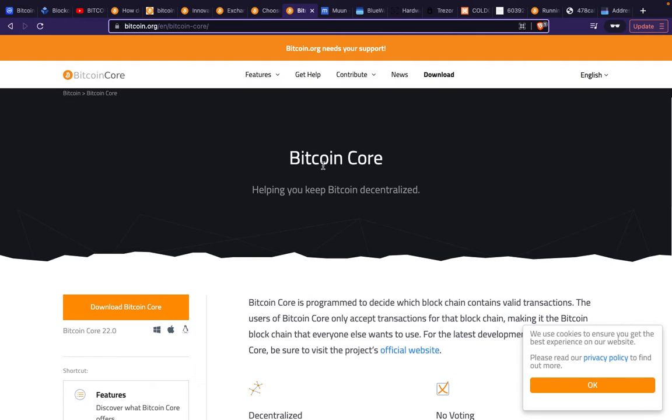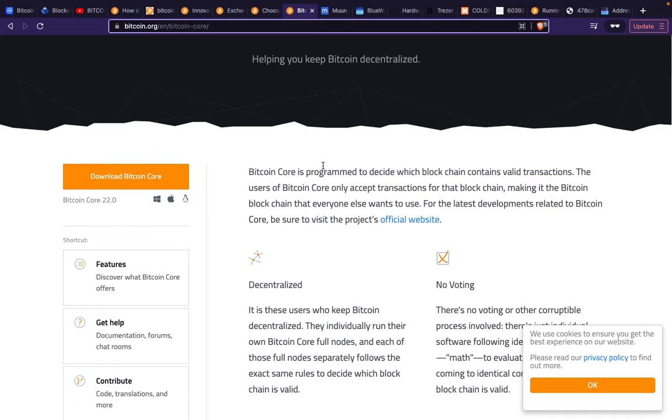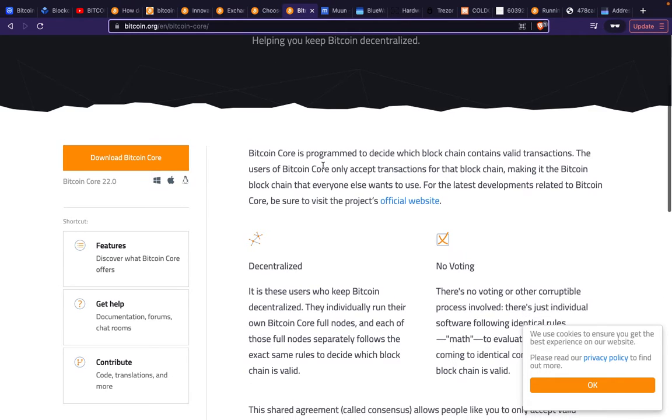And Bitcoin Core is basically what is inside your node, the code implemented inside your node. Bitcoin Core is programmed to decide which blockchain contains valid transactions. The user of Bitcoin Core only accepts transactions for that blockchain, making it the Bitcoin blockchain that everyone else wants to use. For the latest developments related to Bitcoin Core, be sure to visit the project's official website.